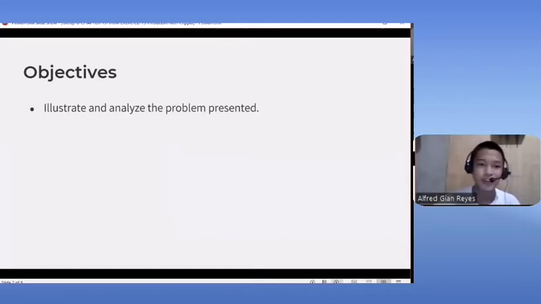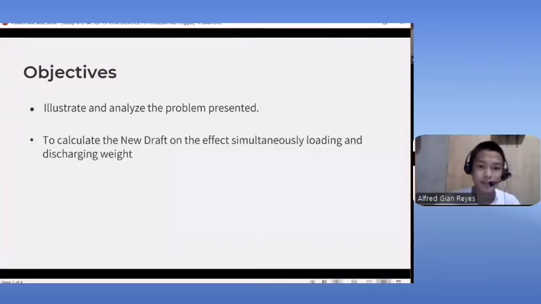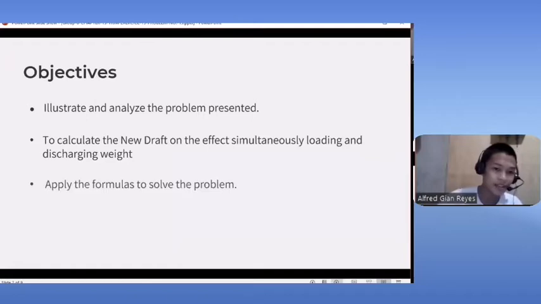Objectives: illustrate and analyze the problem presented. Next will be to calculate the new draft on the effect of simultaneously loading and discharging of weight. And lastly, apply such formulas to solve the given problem.